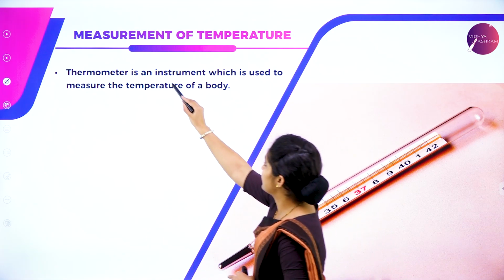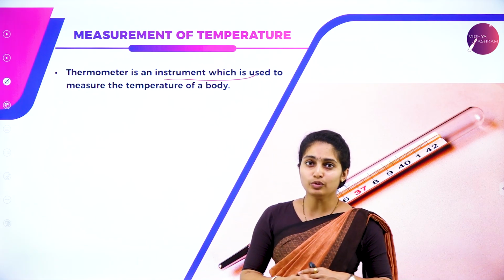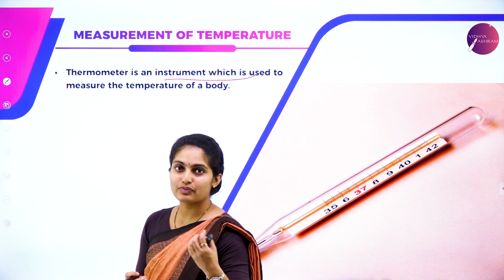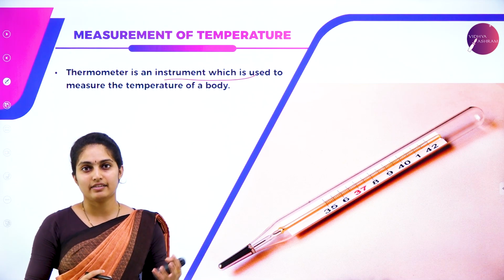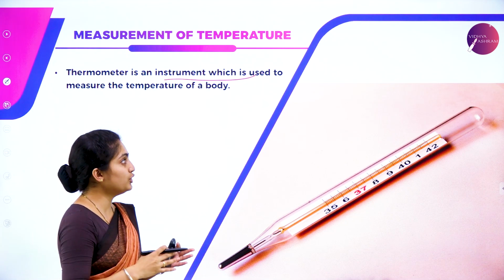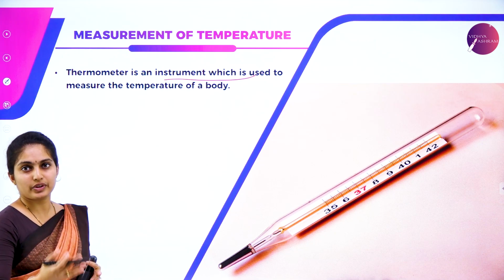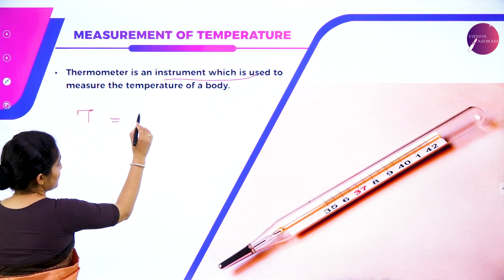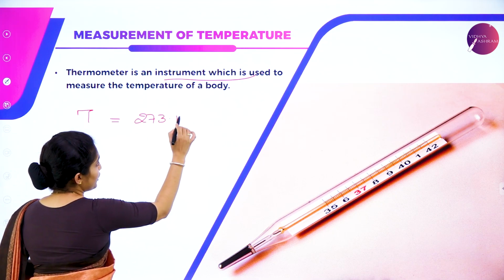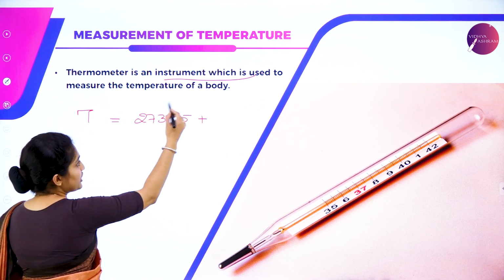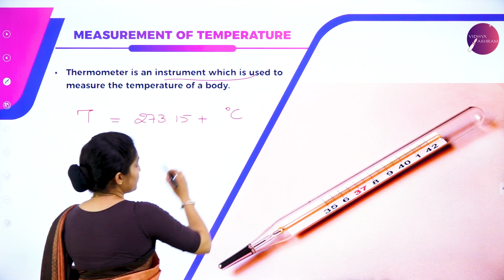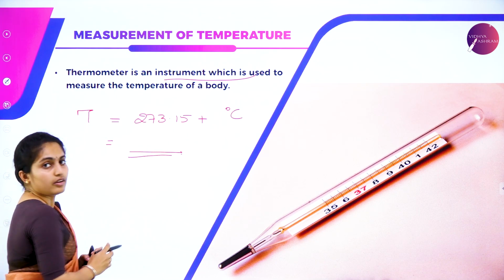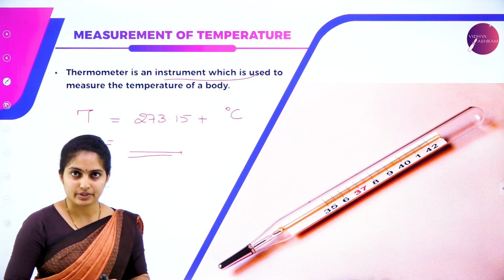A thermometer is an instrument which is used to measure the temperature of a body. There are types, that is Celsius scale, Fahrenheit scale, Kelvin scale and all. In order to convert Celsius to Kelvin scale, there is an equation, that is T in Kelvin is equal to 273.15 plus whichever value you have in degrees Celsius, you will have to apply it so that you get a value of temperature over here, okay?